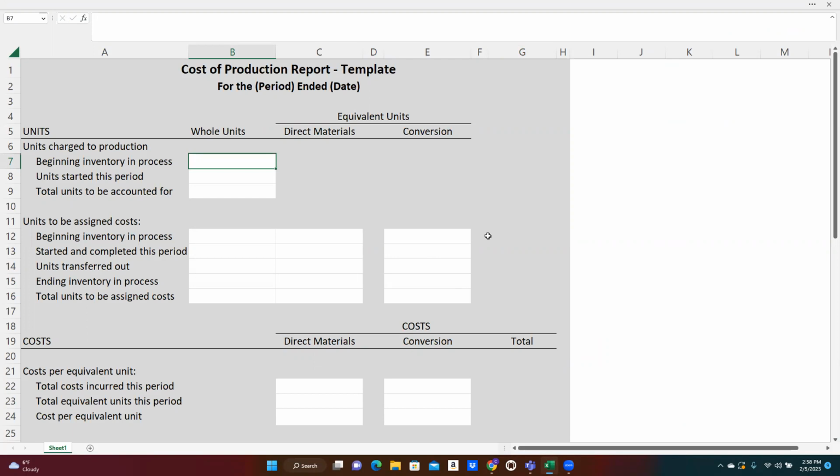Now, the white spaces in this template are the only ones where you should be entering information. I don't have this template locked in any way. You are welcome to put notes or whatever in the rest of the template. But as far as using the template, it's the white spaces that need to be completed.